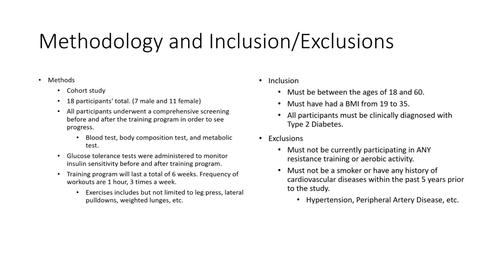Methodology and inclusions and exclusions. So with this study, it was a cohort study. There were 18 participants, 7 male, 11 female. All participants underwent a comprehensive screening before and after training programs in order to see progress, if there were any. In this comprehensive screening process, they underwent blood tests, body composition tests, and metabolic tests. Glucose tolerance tests were also administered to monitor insulin sensitivity before and after the training program.